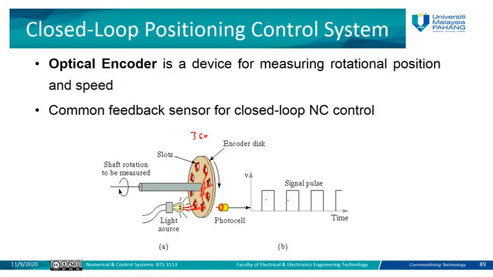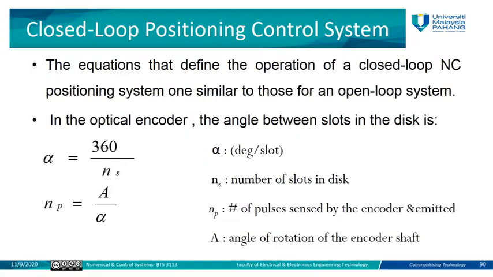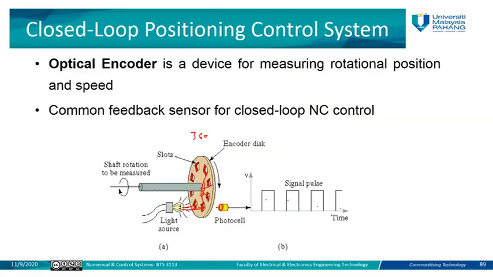So the number of pulses generated with time, which is MB, is equal to A over alpha. Alpha is the angle of the slot, in degrees per slot, and A represents the angle of rotation for the encoder shaft that is rotated, this one. So it is the angle of rotation for this encoder shaft.